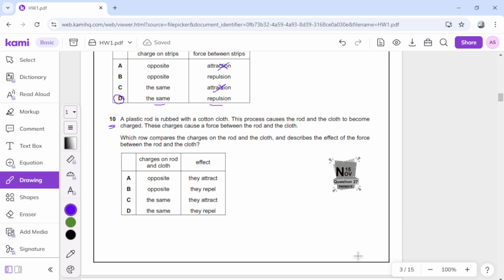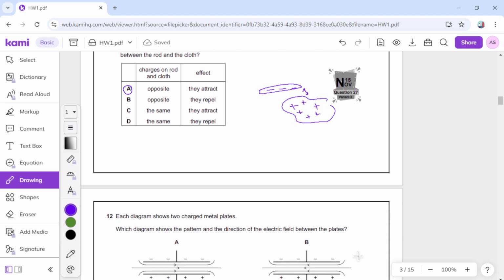A plastic rod is rubbed with a cloth. The process causes the rod and the cloth to become charged. Charge causes a force between the rod and the cloth. Which row compares the charge on the rod and the cloth and describes the force? The charges on the rod and the cloth will be unlike, opposite, because one loses and the other gains electrons. So opposite. Will it be attraction or repulsion? They will attract. So the answer is A. If we have a rod and a cloth after rubbing, for example, this will be negative, this will be positive. So the charges will be opposite, and they will have an attraction force because they are unlike. Unlike means attraction force.